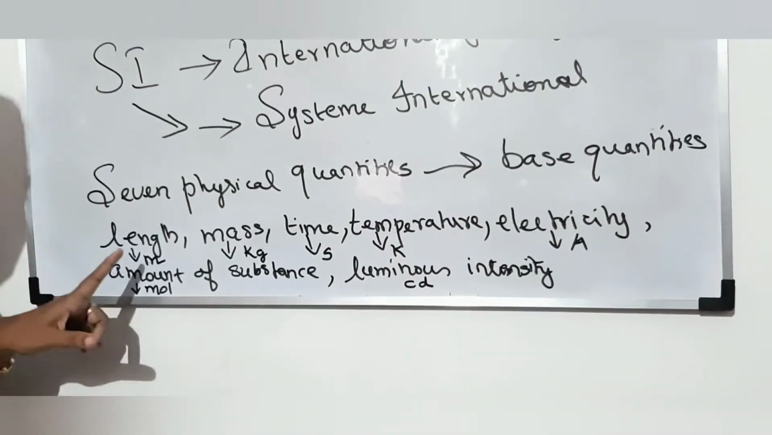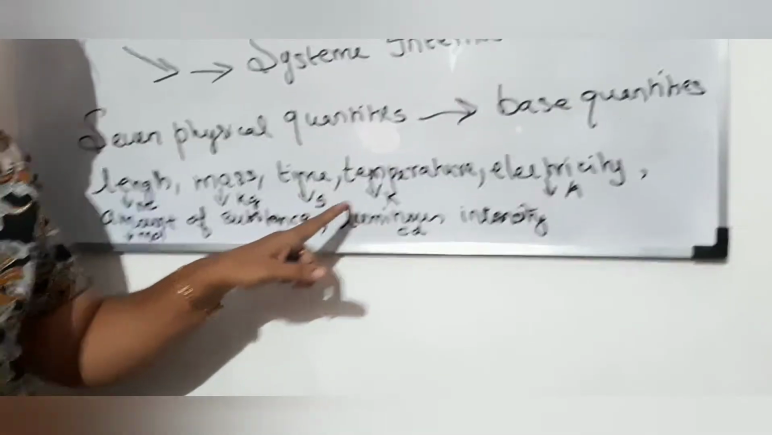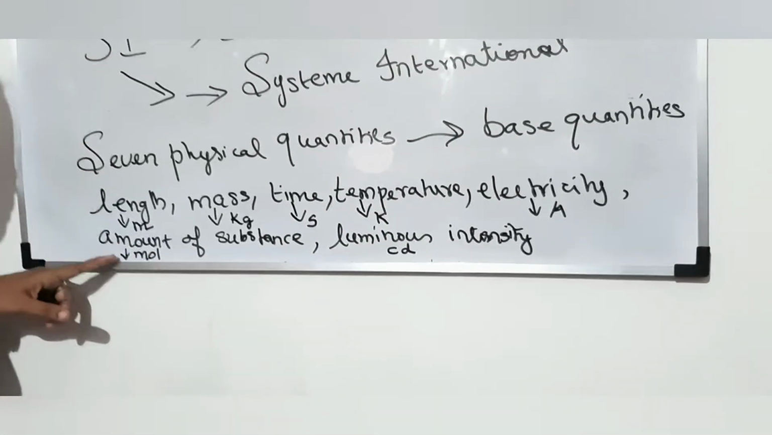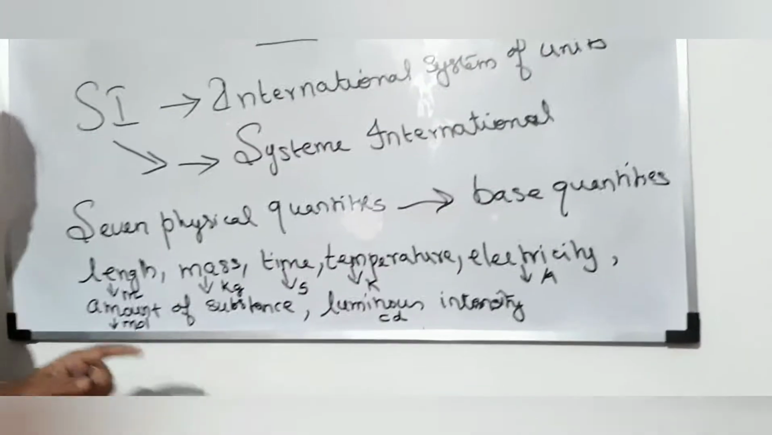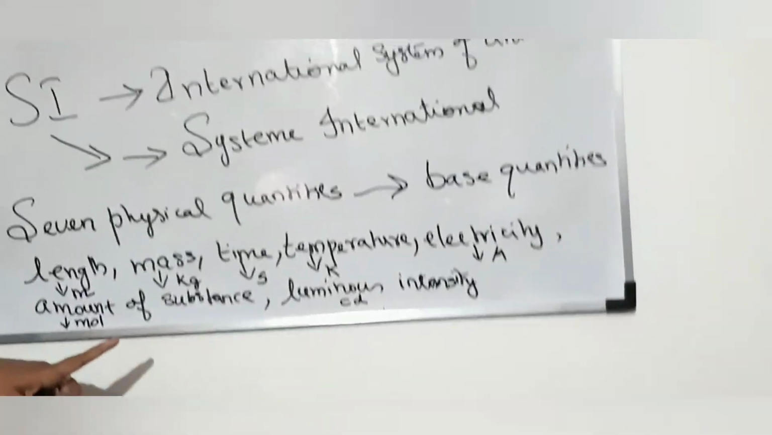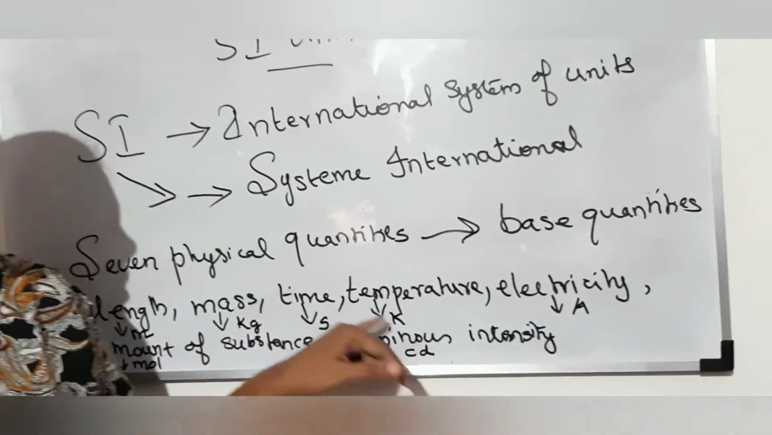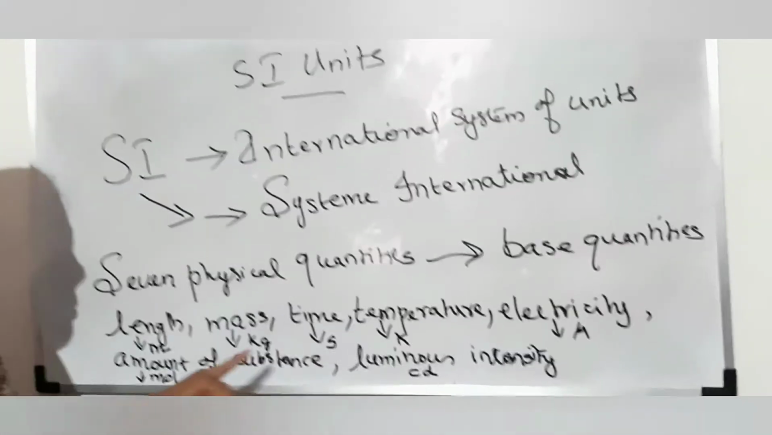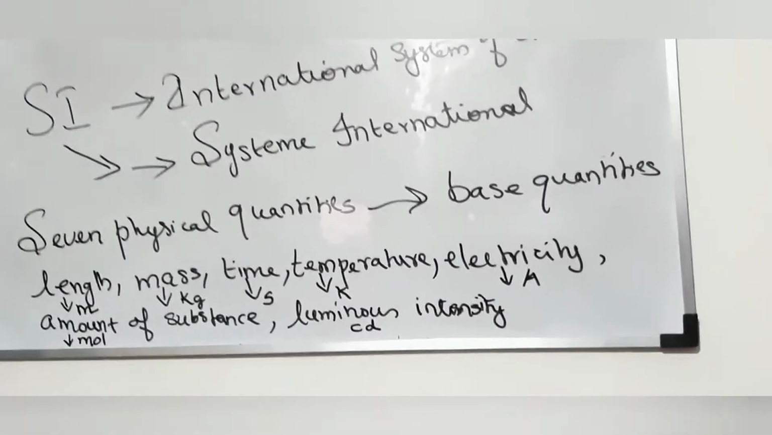So these units are called SI units, and they are the base units and also called the fundamental units. So these are the fundamental units or the base units for the base quantities: length, mass, time, temperature, electricity, amount of substance and luminous intensity.